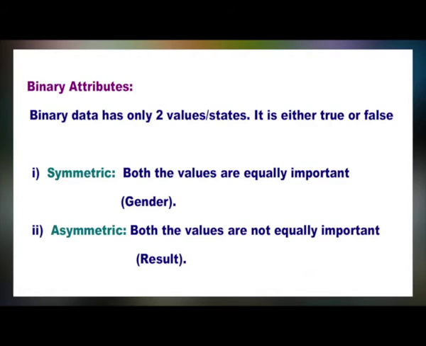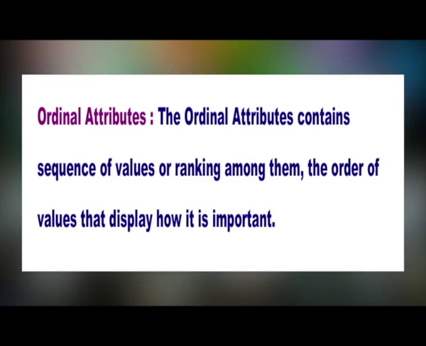The next one is symmetric attribute. Symmetric attribute has a property that both the values are equally important. For example, gender. The next one is asymmetric attribute. Both the values are not equally important. For example, result.